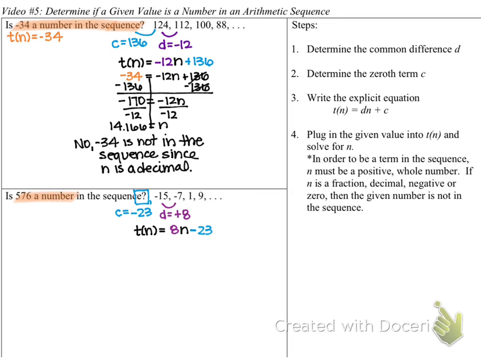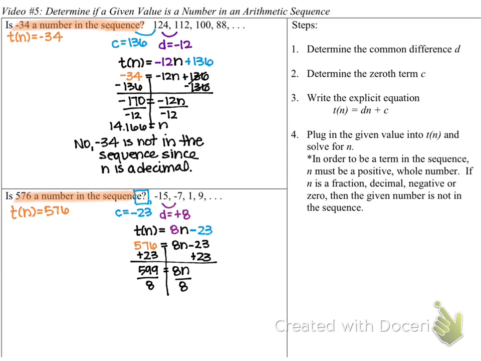Is 576 a number in the sequence? Okay, so we're being told that t of n is equal to 576. We're trying to determine if n is an acceptable value, a positive whole number. Drop everything else down, and let's solve for n. This looks like we're going to add 23 to each side. Grab your calculator, go ahead and add the 576 and the 23. That's going to give us 599. Drop the 8n straight down. Let's go ahead and divide by 8.